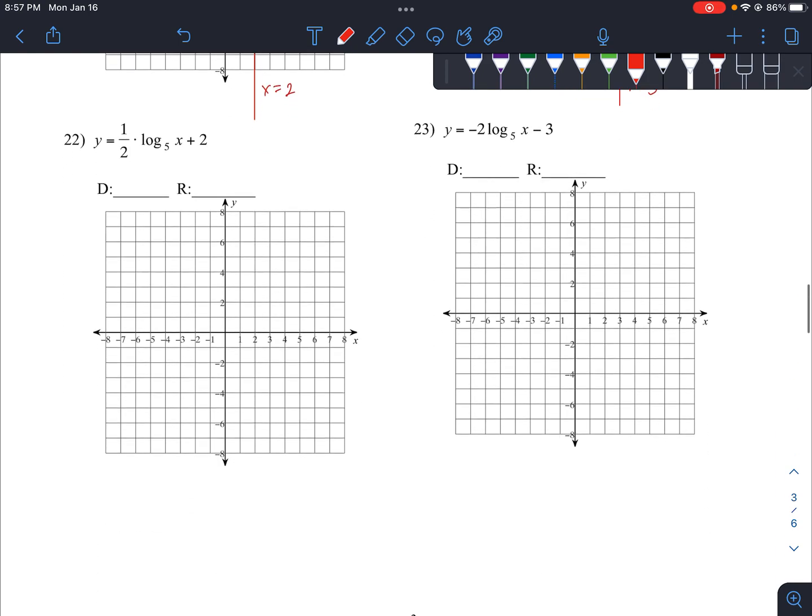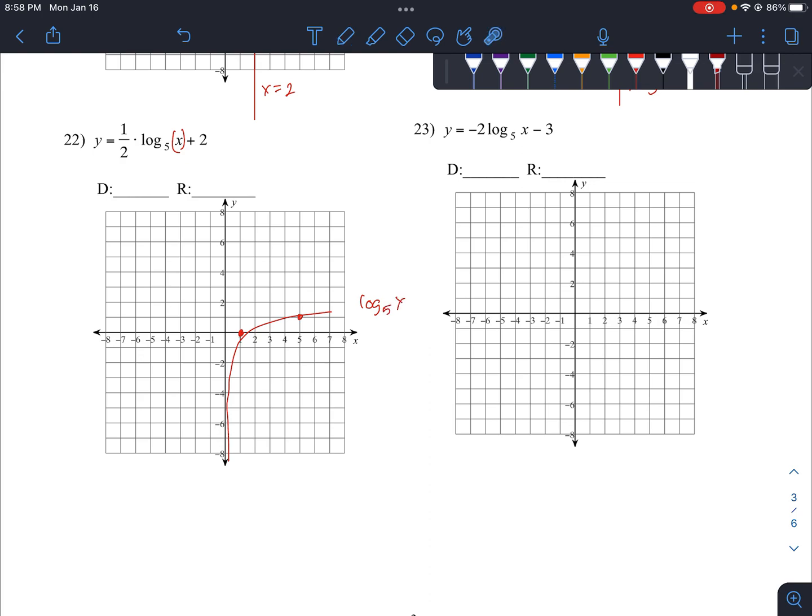For 22, we have a multiplier shrink by 1/2, log base 5 of x plus 2. This plus 2 is outside of the x, so this is going to be a vertical shift up rather than a horizontal shift left or right. So keep that in mind. And we have a log base 5 again, so using the same beginning points right there and right there, this would be log base 5 of x.